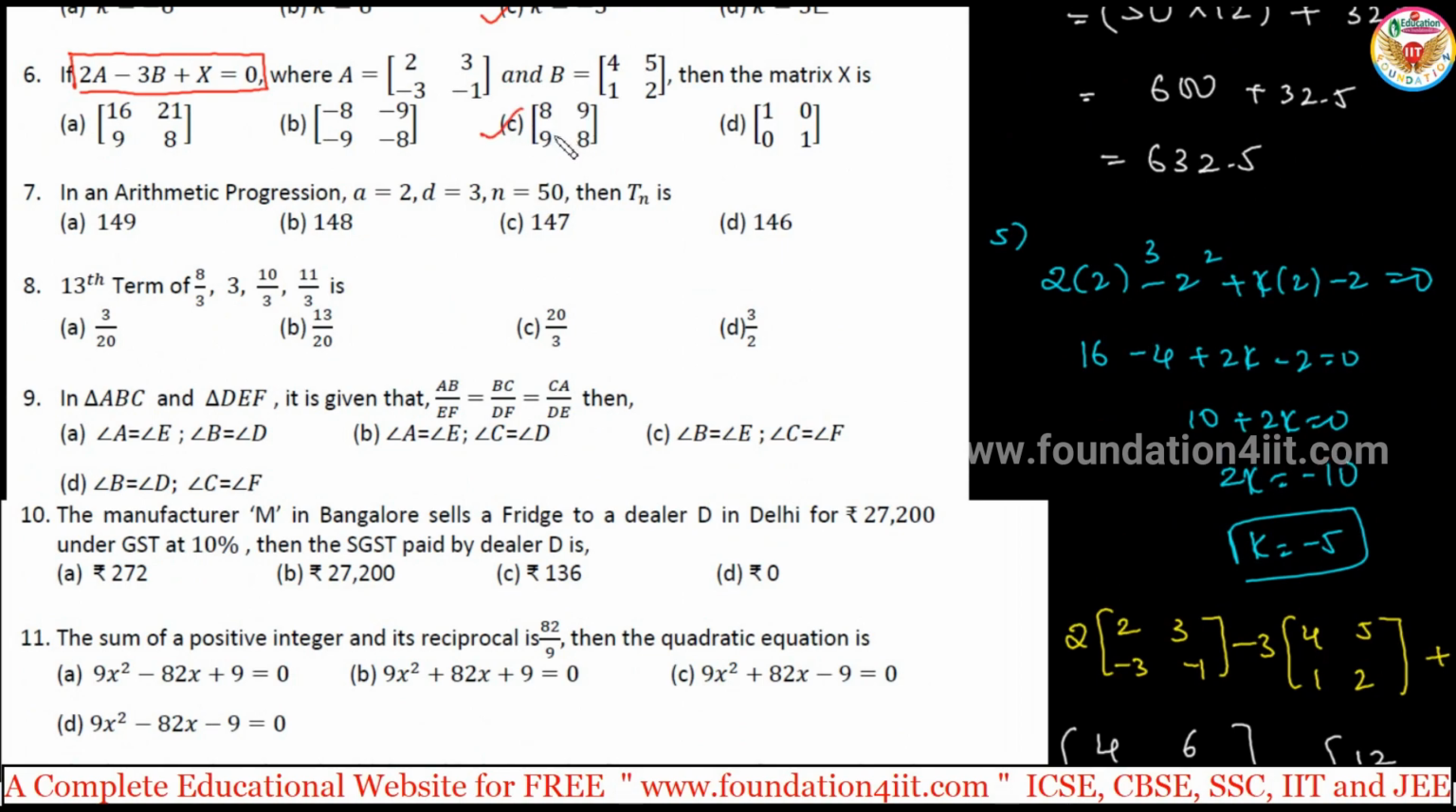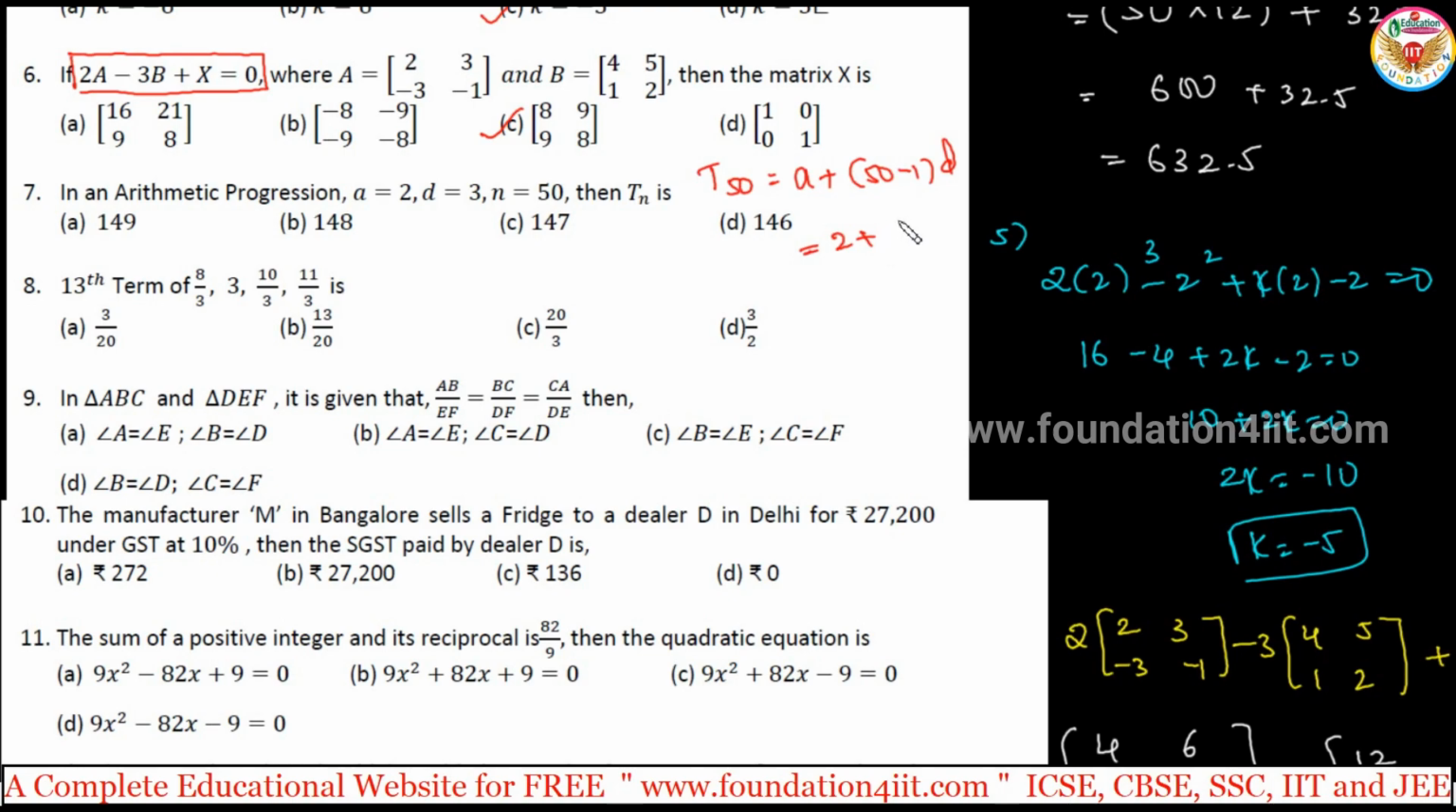Okay, we need to do calculation. Next one. In an arithmetic progression, A is equal to 2, D is 3, N is 50, then Tn. So the nth term, the 50th term, we have to find out. The formula is A plus N minus 1 into D. A plus 50 minus 1 into D, because N is 50. Substitute here. So 2 plus 49 into D is 3. Simplify. This is 2 plus 49 into 3 is 147, which is equal to 149. So 149 is option A.